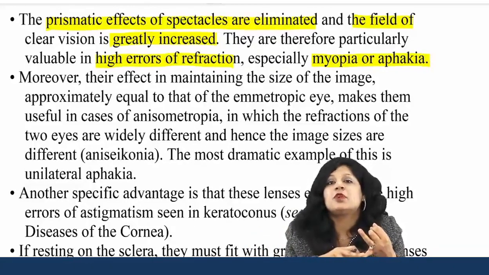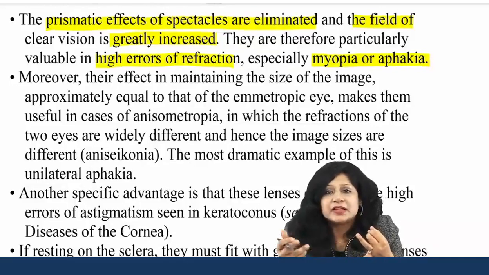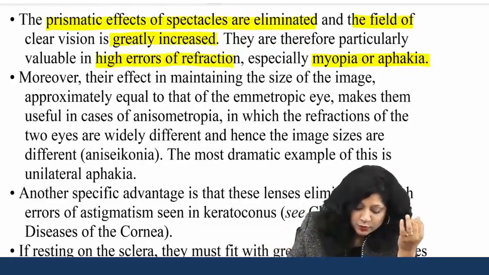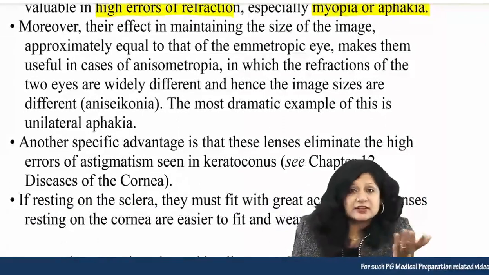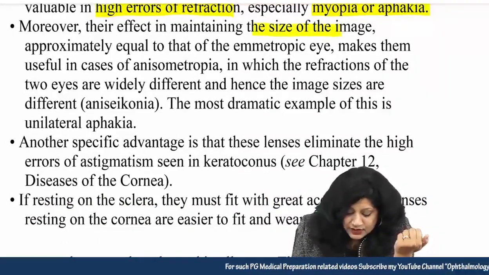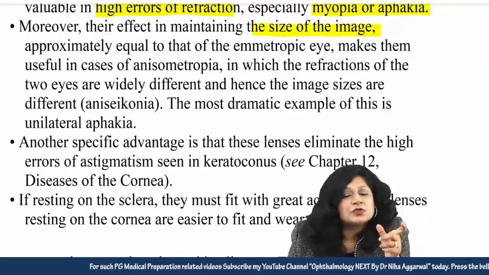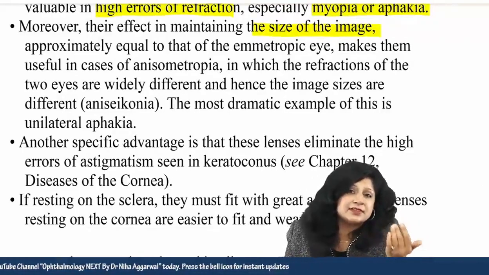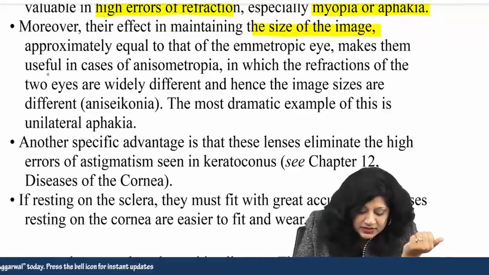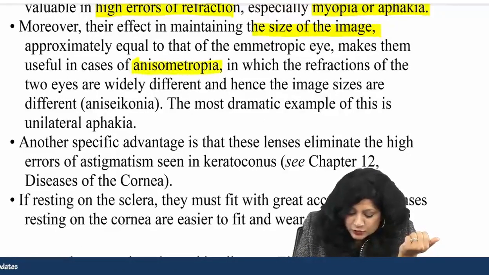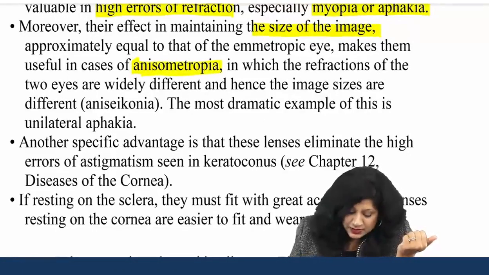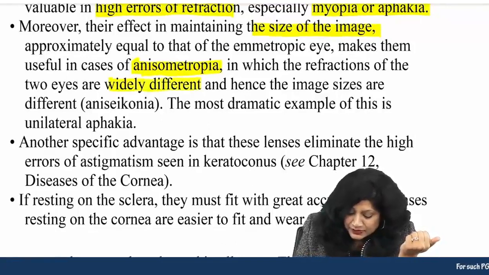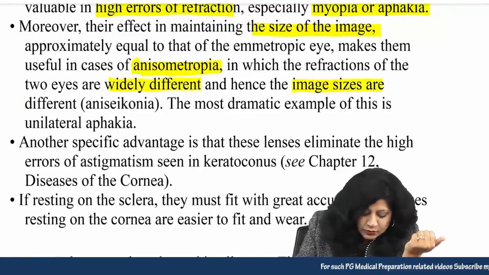Therefore contact lenses can be used in high myopia as well as high hypermetropia. Moreover, they are helpful in maintaining the size of the image approximately equivalent to the emmetropic eye, not very much difference that you get in cases of the spectacles. This makes them useful in cases of anisometropia, in which the refractions of two eyes are widely different, and hence the image sizes are also different. That is your aniseikonia.